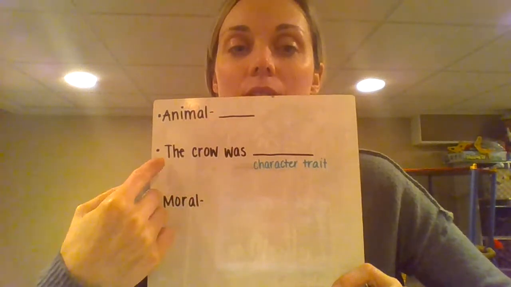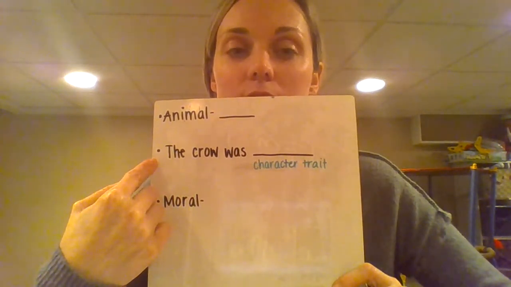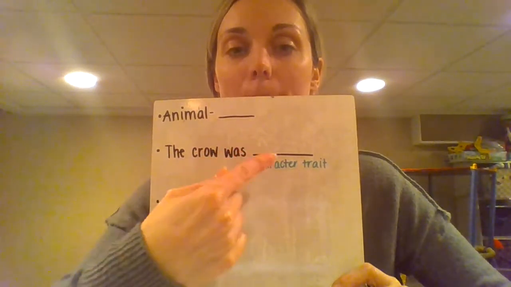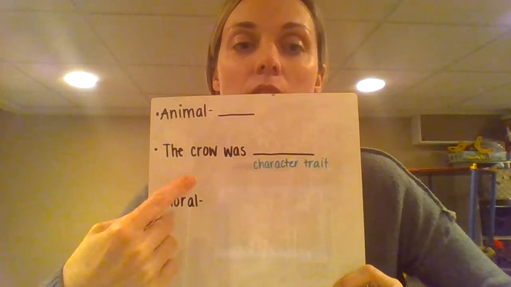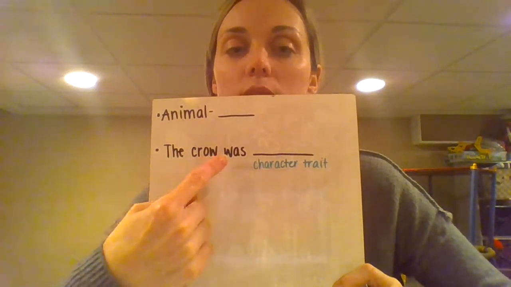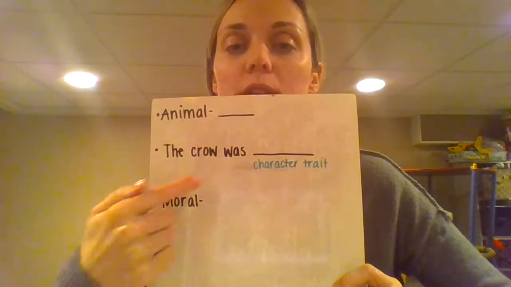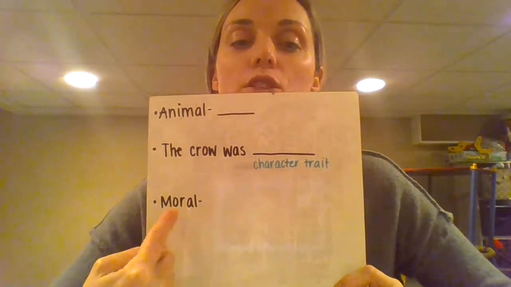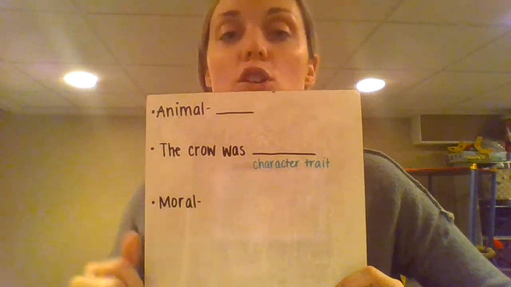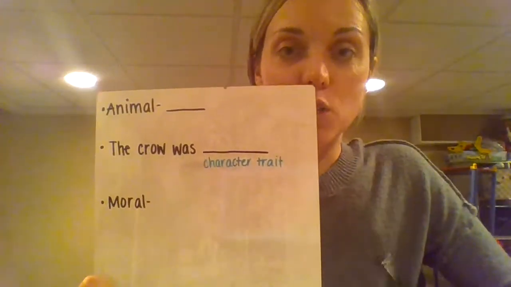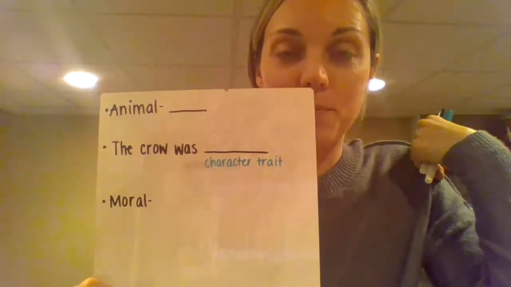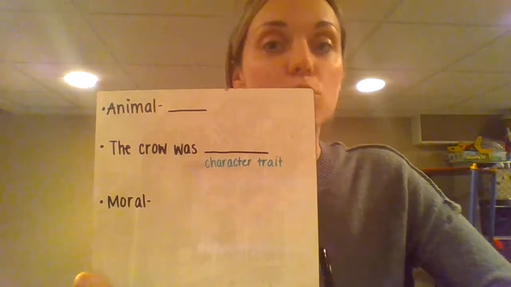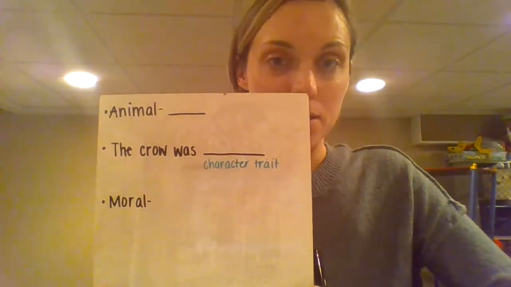Okay. The next thing you're going to write is this short sentence. The crow was blank. Write that for me. The crow was blank. You don't need to write this word character trait. That's just there for me to explain to you. And the last one you're going to do is you're going to write moral and then a dash. So I'm going to move on. So if you need, pause this video so you can copy this onto your chart now. Okay, so right now at this point, you have all of this written on your chart. And if you don't, you're pausing the video so you can copy this.